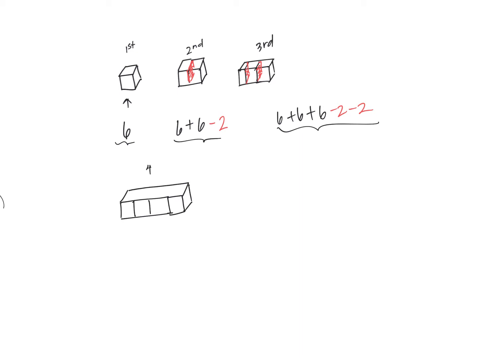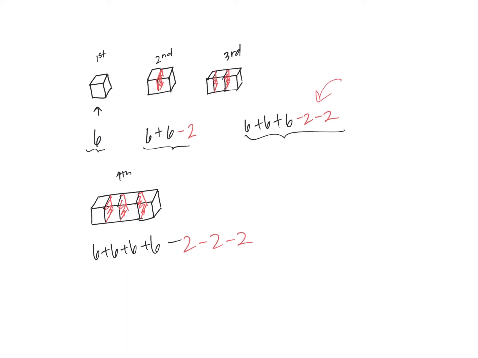And so for the fourth term, there are now 4 cubes stuck together. So I would think, okay, 6 plus 6 plus 6 plus 6, but wait, I need to take off that overlapping section. So I'm going to take off 2 of those sides for each one of those. So minus 2, minus 2, minus 2. And again, there's plenty of other ways to do it. I did it with this subtraction. Some people might think about it a little bit differently, and that's totally fine. This is just one way to do it.